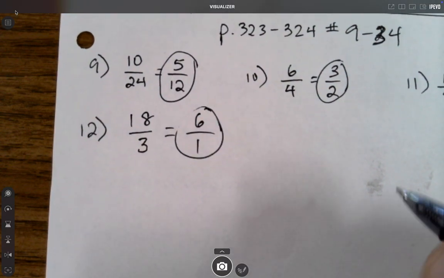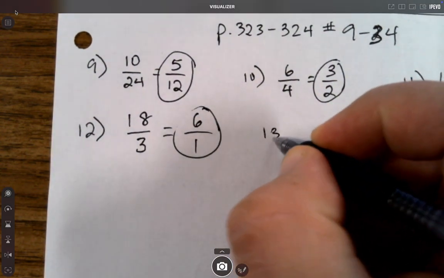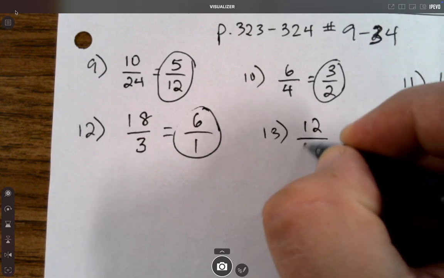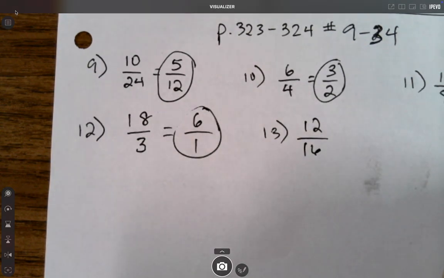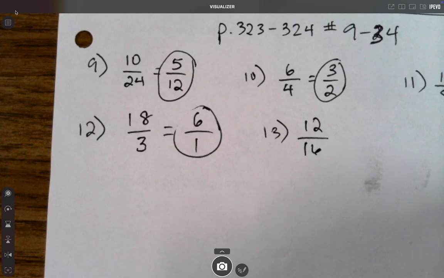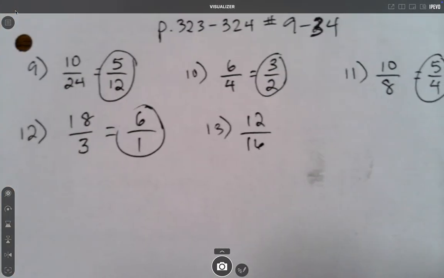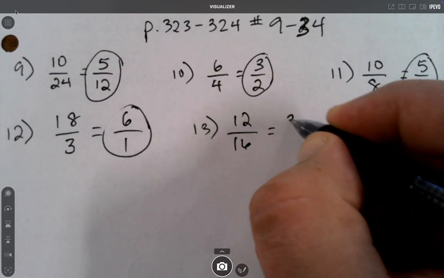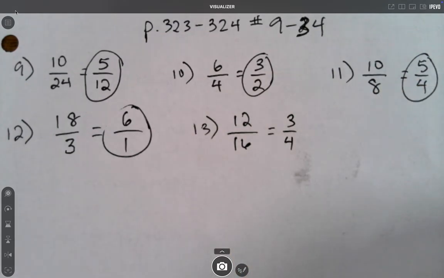All right, now 13. Gene got 12 hits out of 16 times at bat. Express the rate as a fraction in simplest form. So these are both divisible by 4. So 12 divided by 4 and 16 divided by 4.